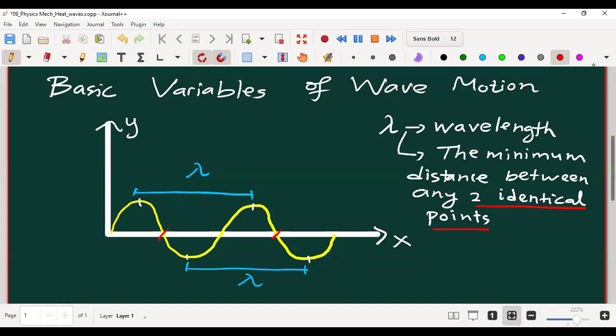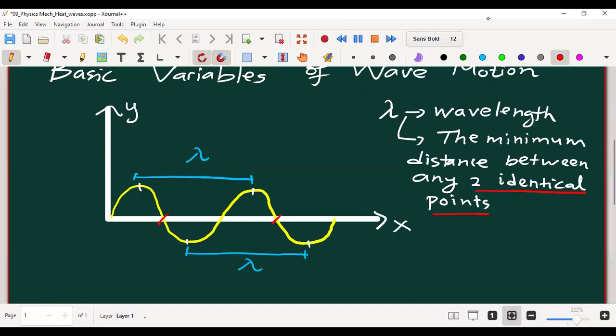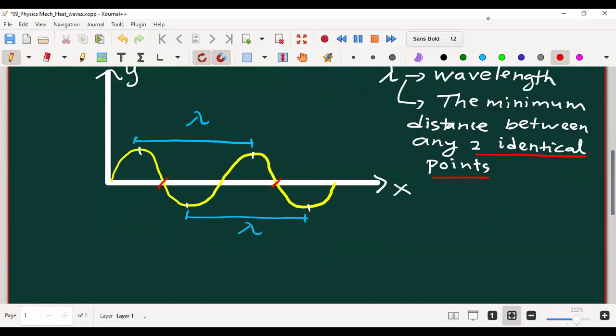Okay, and then the next variable is frequency. Frequency or amplitude? Okay, so amplitude first. Amplitude we can set it here, right? This is similar to oscillation. This one is the amplitude.